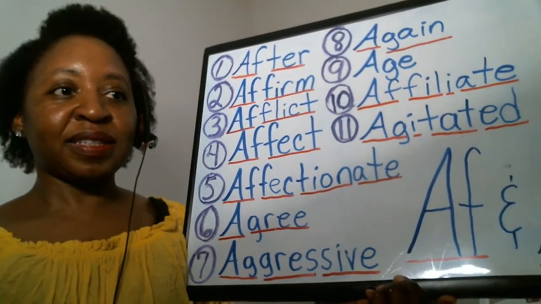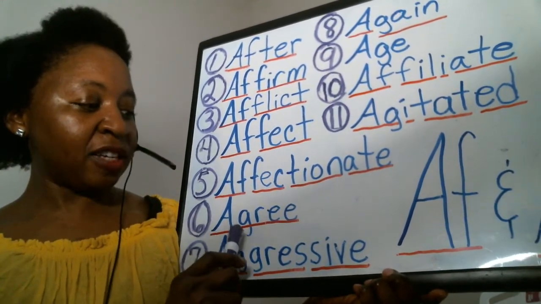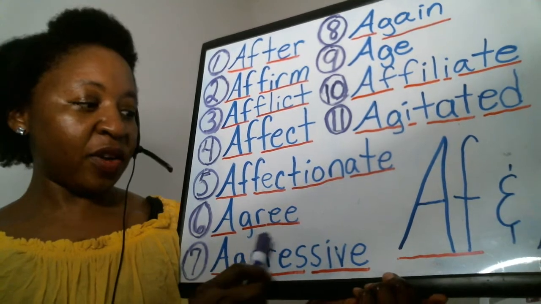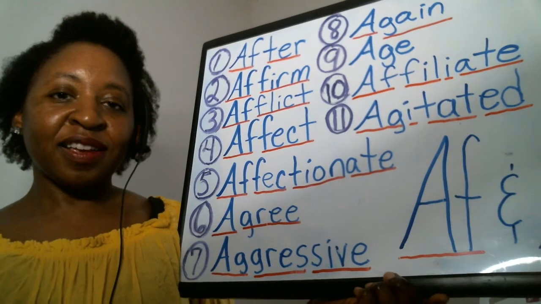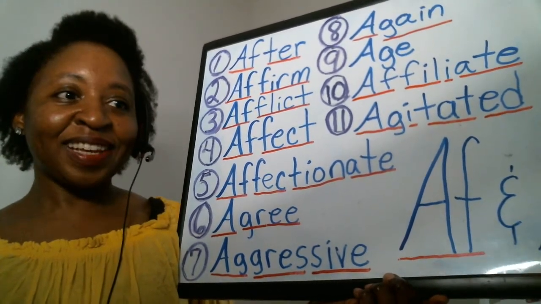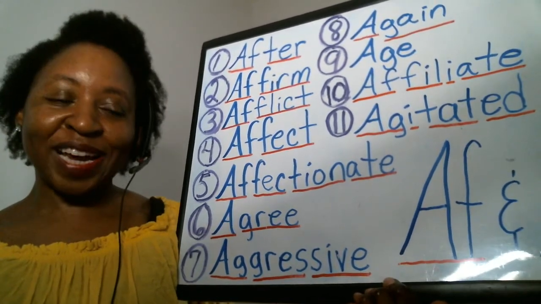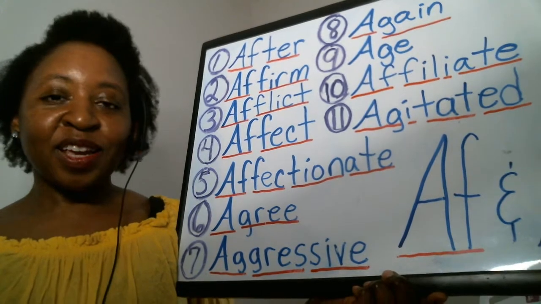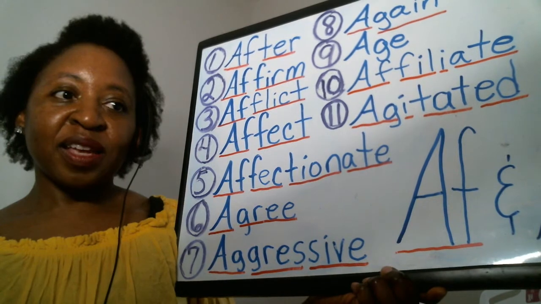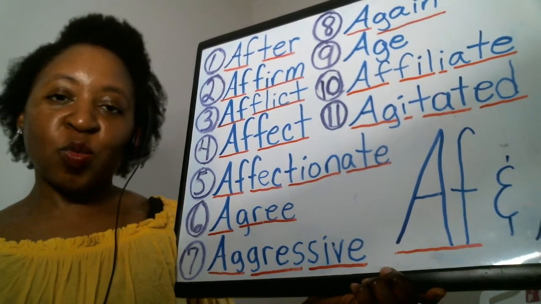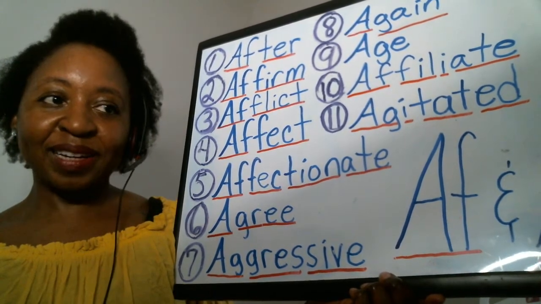Word number 6, agree. A-G-R-E-E. Agree means to have the same opinion about something or to concur. I know you've heard many people say that they concur. That means that they agree to whatever it is that you're saying. Your homework sentence for agree, I completely agree that it is warm outside.